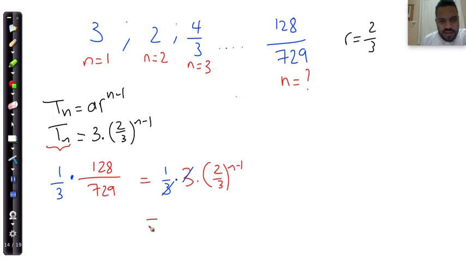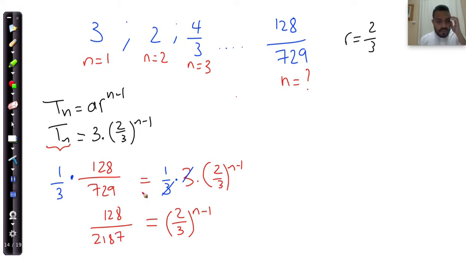So I'm going to put that over there, 2 over 3 to the power of n minus 1. Now I've got a fraction times a fraction, which just means I multiply the tops with the top and the bottom with the bottom, and that leaves me with 128 over 3 times 729, and that's going to give me 2,100 plus 60 plus 27, which is 2,187. Okay, now what happens when you get an equation like this at this point?